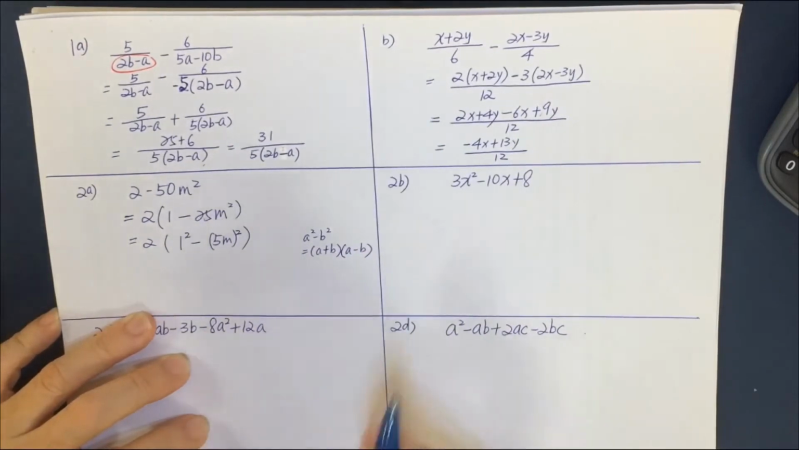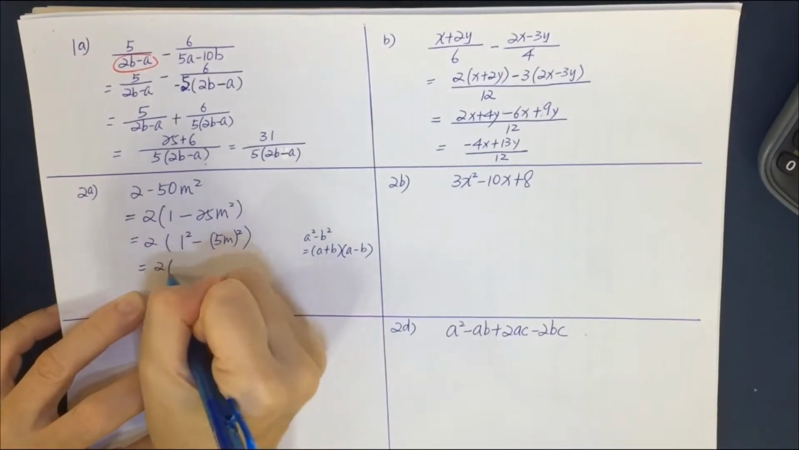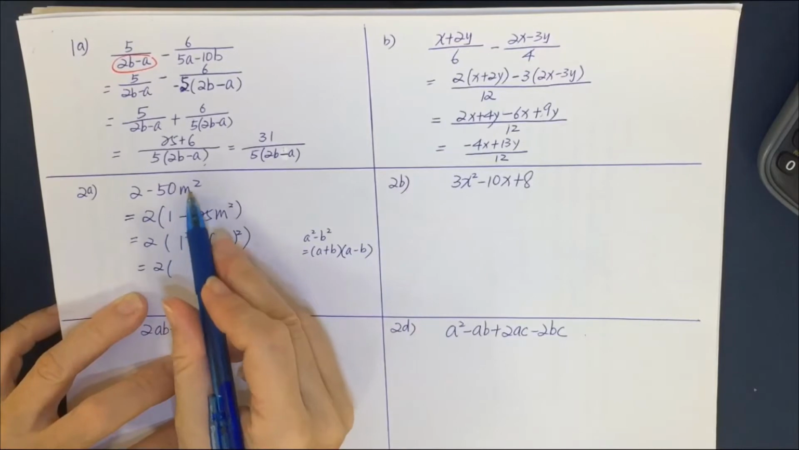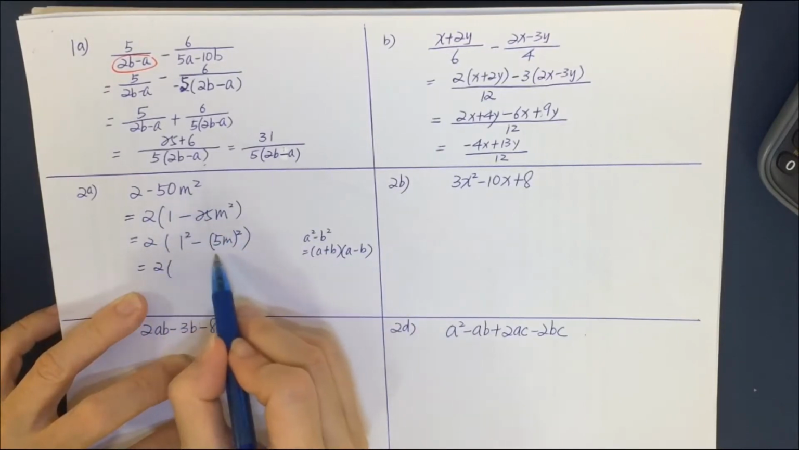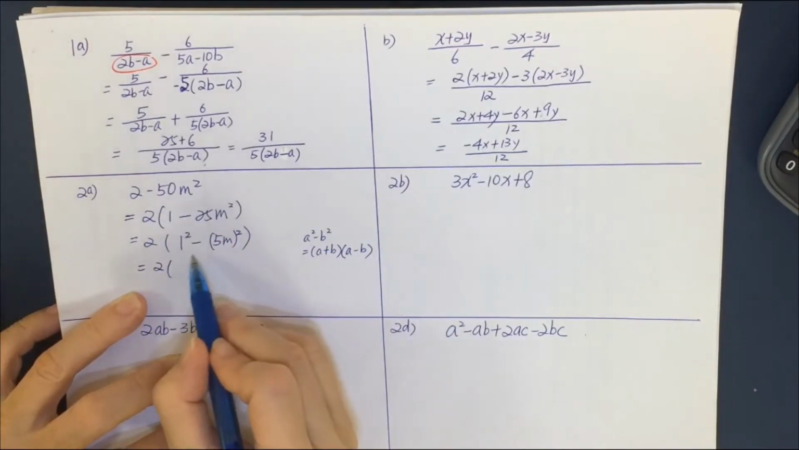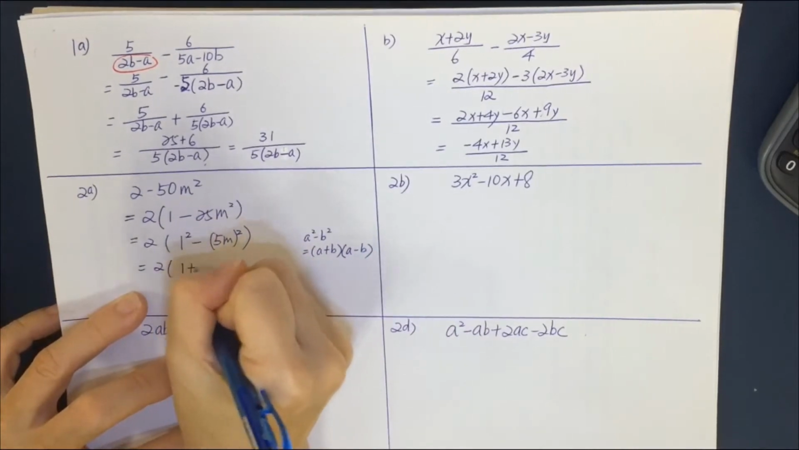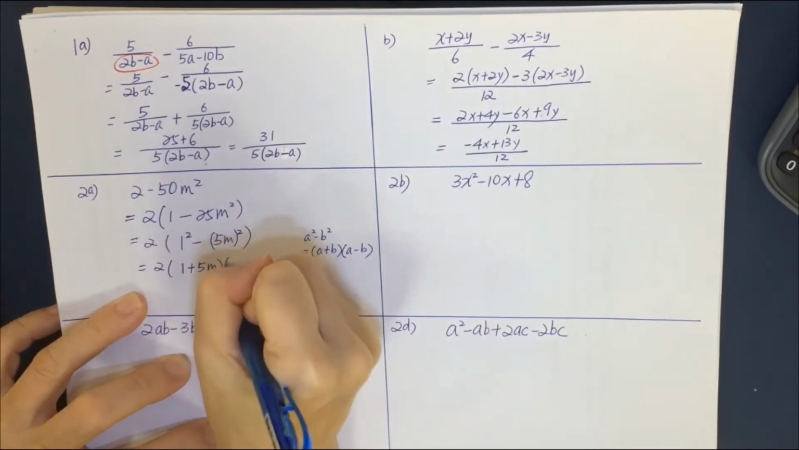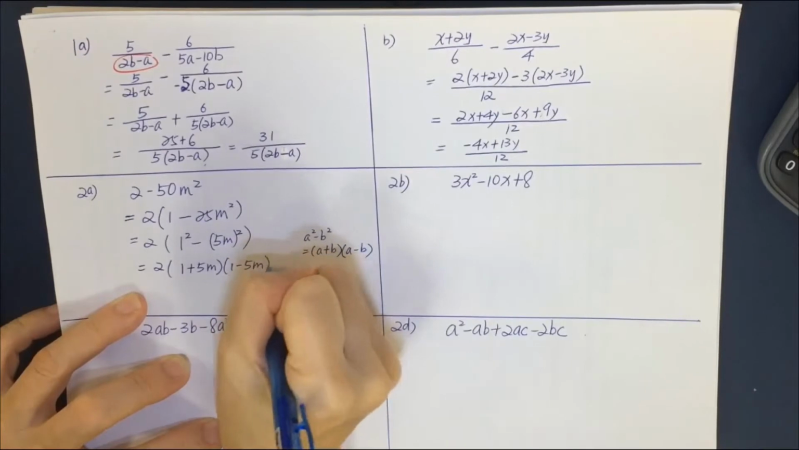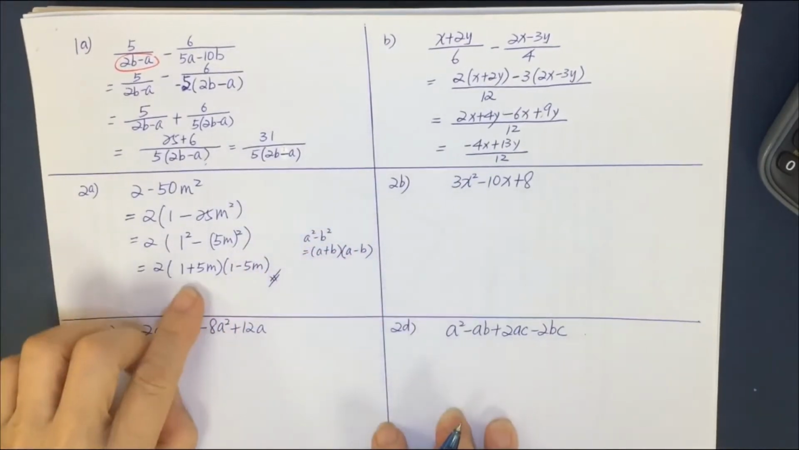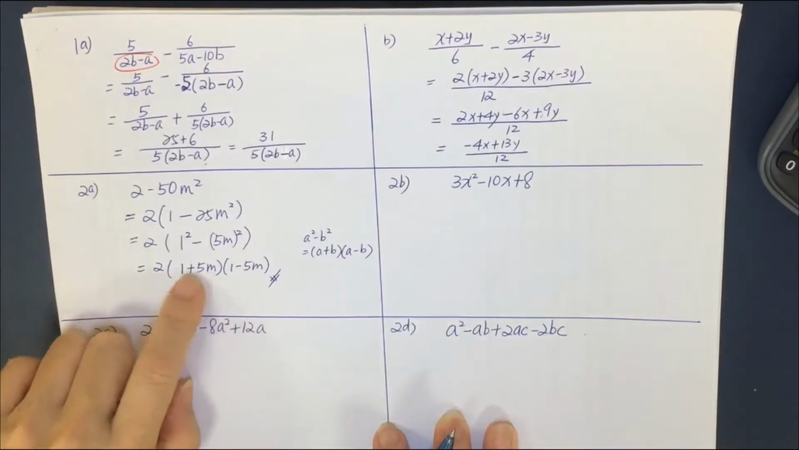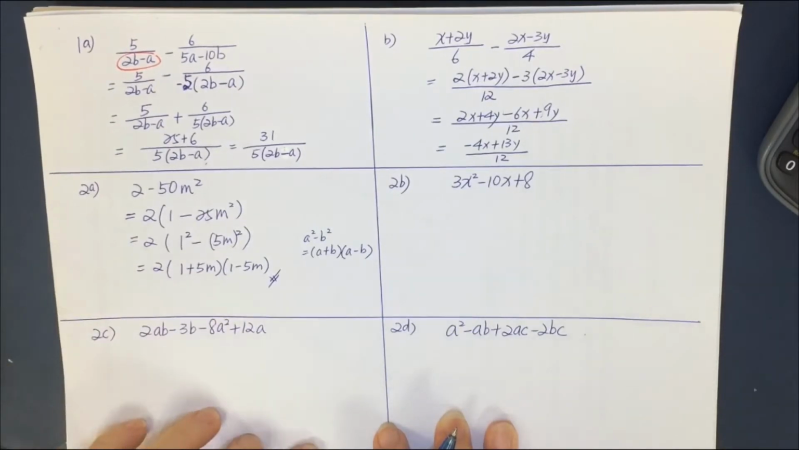Okay, so I'm going to use this formula to further factorize it. Although this step already factorized, the factorization is not complete yet because this one can be further factorized. So I'll put it to be 1 plus 5m and 1 minus 5m. When I reach this step, my factorization is done because there's no more common factor to bring out.